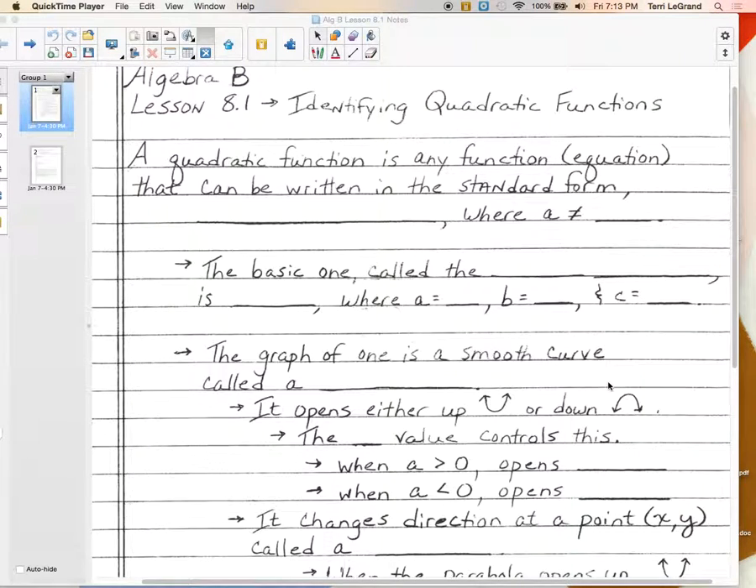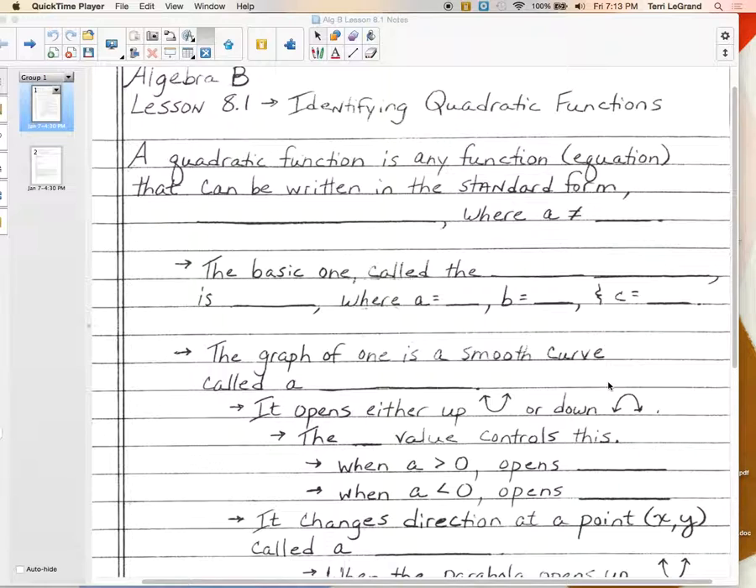Starting a new chapter, lesson 8.1, and what we're going to do in this whole chapter is work with quadratic functions. But today we're going to learn some characteristics of them, and learn how to identify quadratic functions. We already know what quadratic means. Quadratic means we have a polynomial of degree 2.